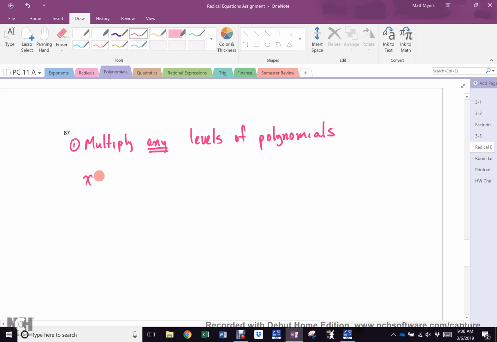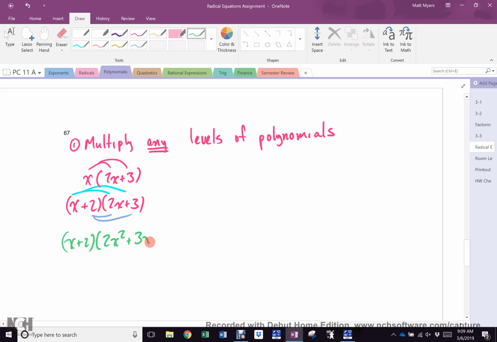If it's this, you're going to distribute once. If it's this, you're going to distribute twice. If it's this, that's a horrible color. You're going to distribute 6 distributions. And it doesn't matter how big I stretch it. It's always the same thing.